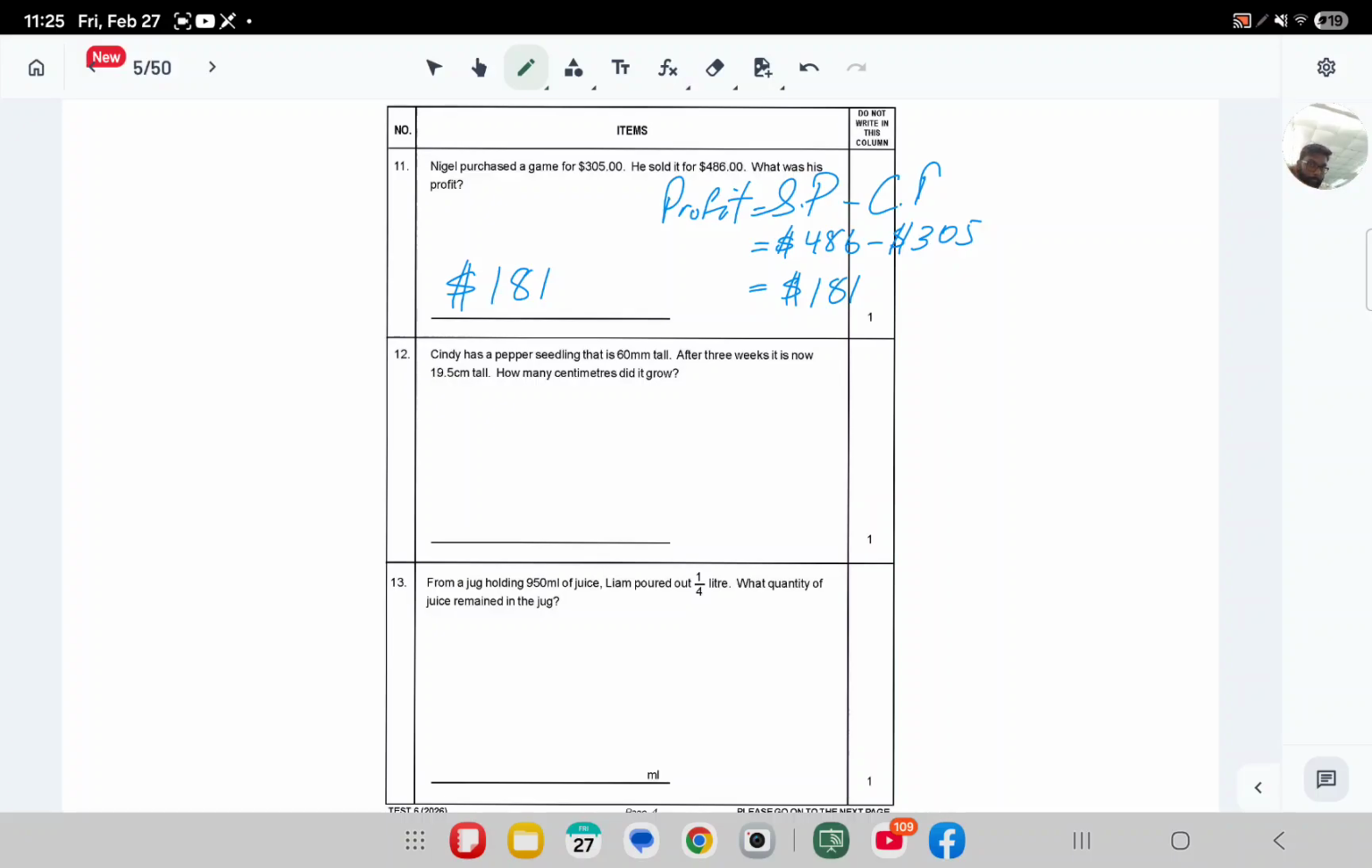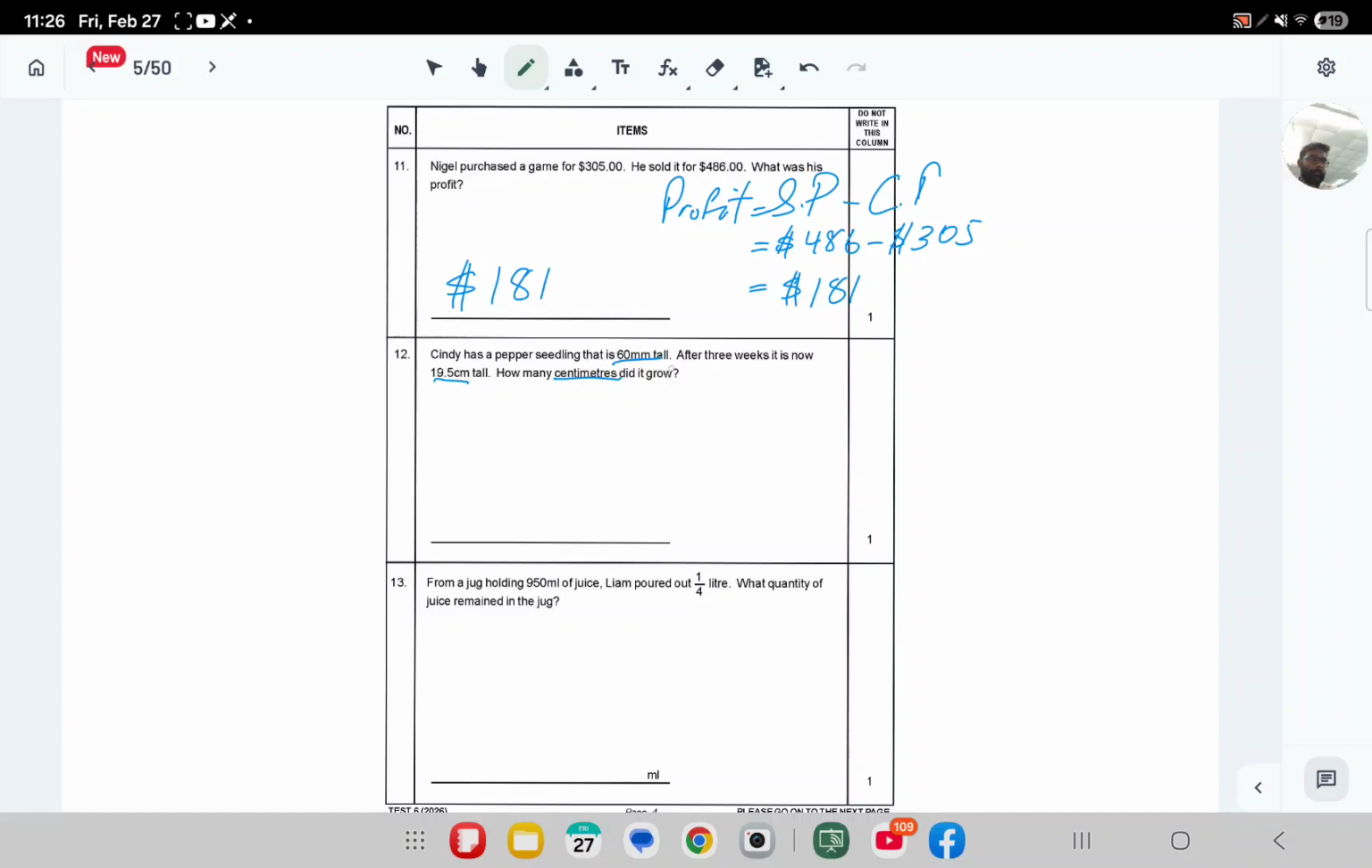Number 12, Cindy has a pepper seedling that is 60 millimeters tall. After 3 weeks, it is now 19.5 centimeters tall. It said, how many centimeters did it grow? So we have millimeters, we have centimeters. The answer is in centimeters.